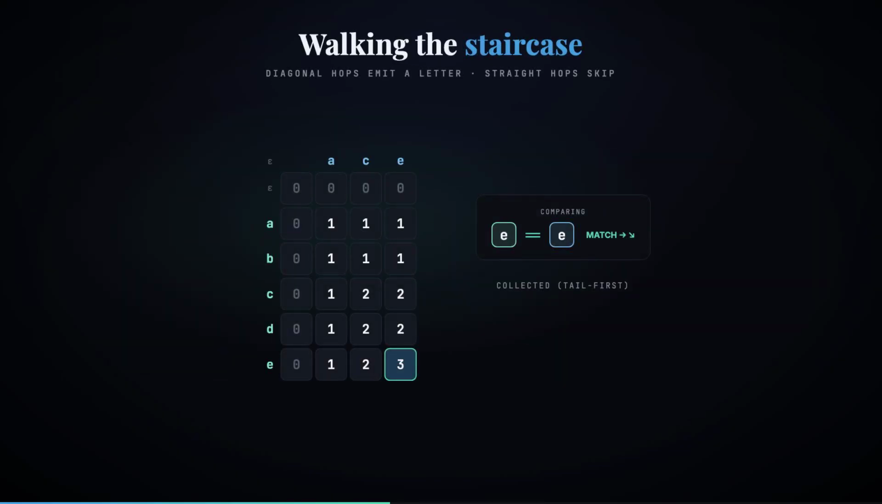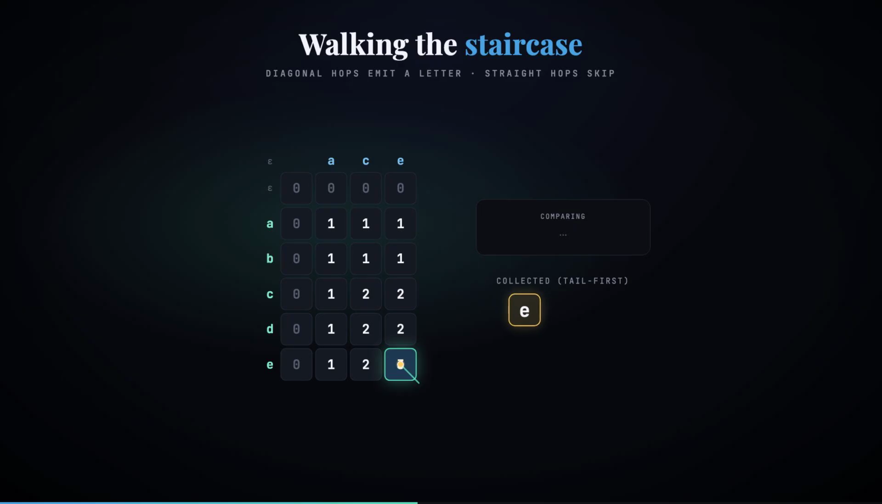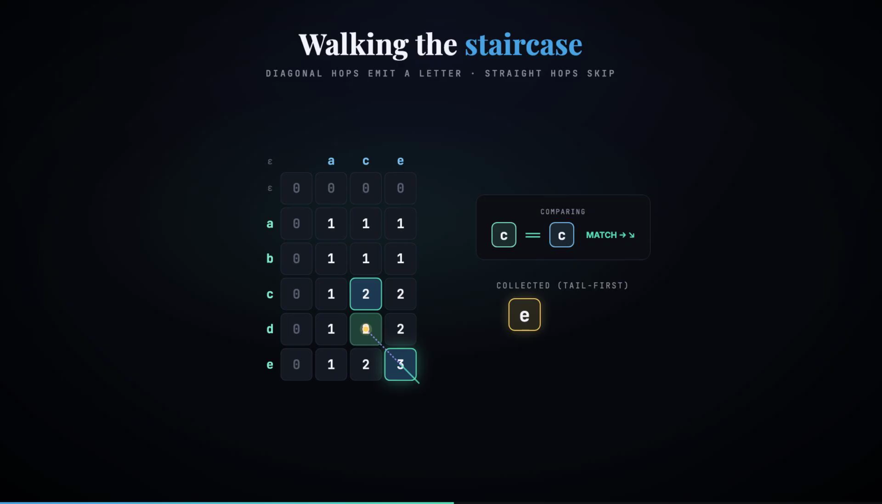Let's watch it happen. We begin at the bottom right, comparing E with E. They match. So E joins our answer and we hop diagonally. Now D versus C, a mismatch. We look around. The cell above is larger, so we move up. C versus C, a match. C joins the answer and we hop diagonally again.